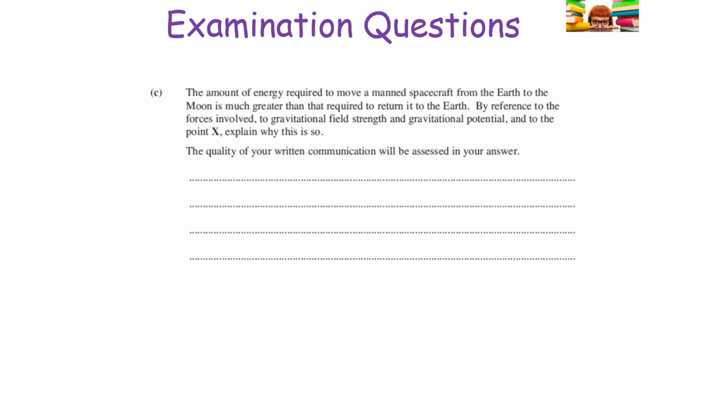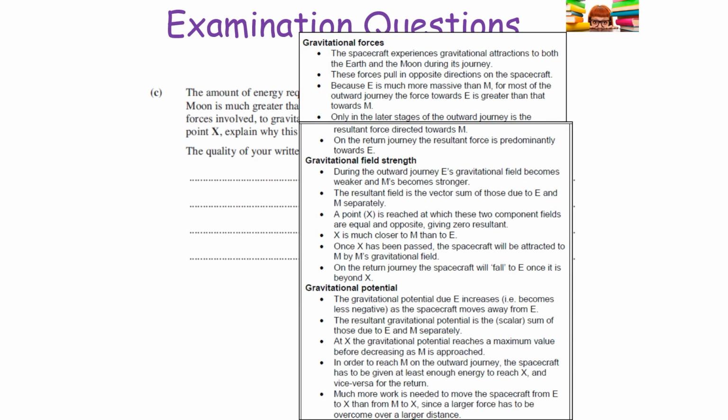Right, so you've got to consider all the following ideas. You've got to consider the gravitational forces involved, the gravitational field strength involved, and the gravitational potential. So I would, in this question, segment it into three key areas. So let's have a look at them. So for gravitational forces, the spacecraft experiences gravitational attractions to both the Earth and the Moon during its journey, because it'll be in both their gravitational fields, so it'll be attracted towards each of them.